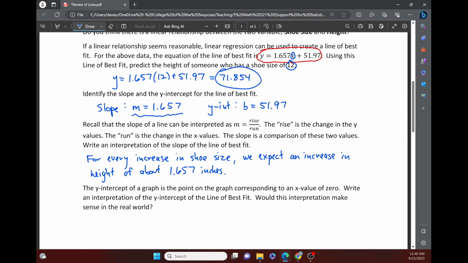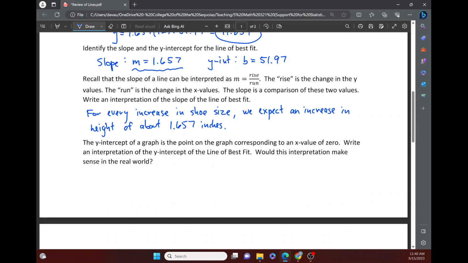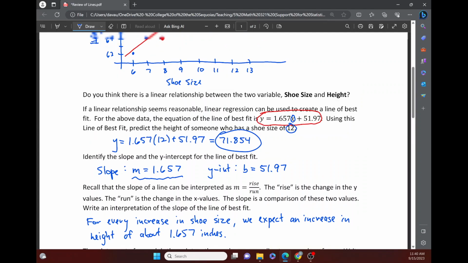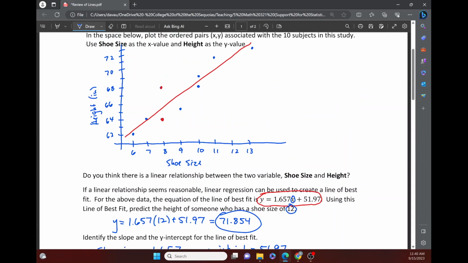Okay. Then it says, so one last follow-up question, I think, for this one. It says the y-intercept of a graph is the point on the graph corresponding to an x value of 0. Okay. Write an interpretation of the y-intercept of the line of best fit. Would this interpretation make sense in the real world? Okay. So let's think about that. So if the y-intercept is the point on the graph that corresponds to an x value of 0, x in this case represents shoe size. So an x value of 0 would mean that someone is wearing a shoe size of 0, which of course doesn't make sense, right?